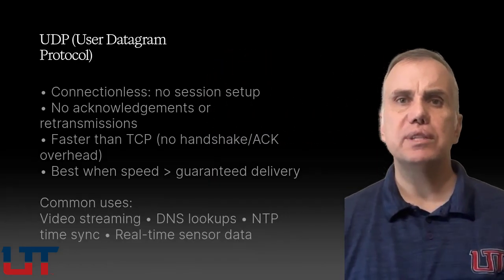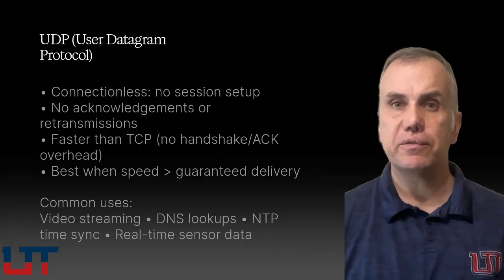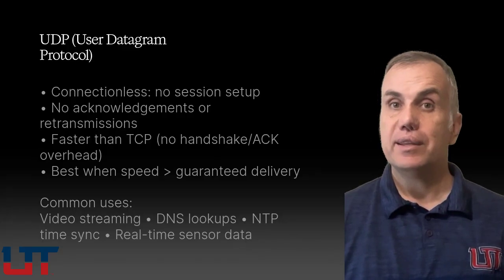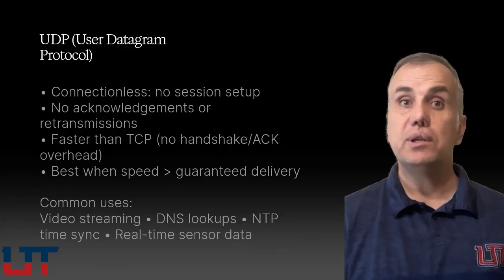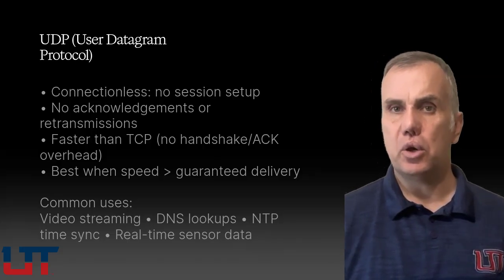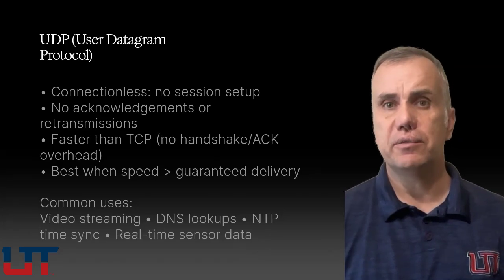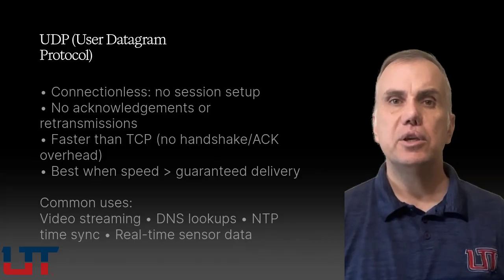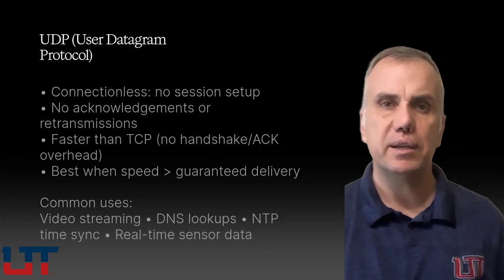UDP, or the User Datagram Protocol, is connectionless. It sends packets without establishing a session first, and it doesn't wait for acknowledgement. If a packet is lost, it's gone. The sending application never knows, and there's no automatic retransmission. UDP is faster than TCP because it skips the handshake and the acknowledgement overhead. That makes it the right choice where speed matters more than guaranteed delivery. Video streaming, DNS lookups, time synchronization using NTP, and some real-time sensor data can all tolerate UDP data flows.